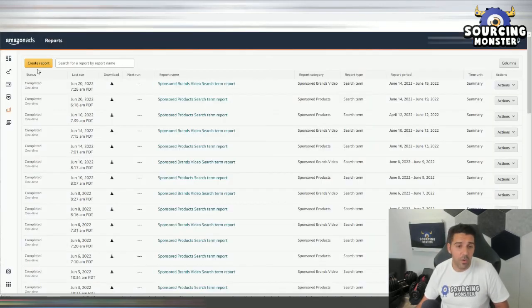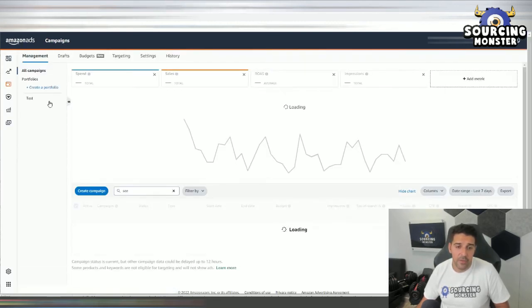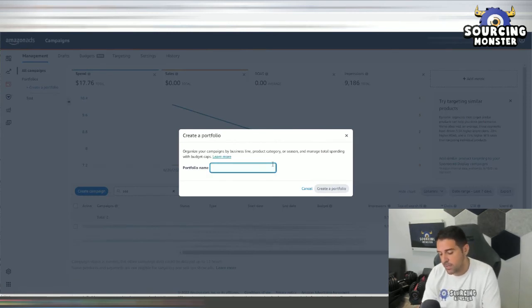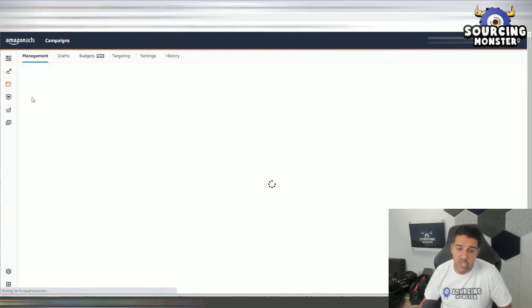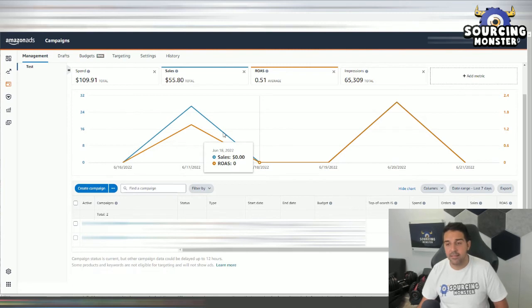Portfolio. Portfolio is a way to organize your campaigns. So for example, you can create a portfolio, call it a name, group a set of products. Let's say you sell hairbrushes, but you also sell other stuff. You're going to create a portfolio and choose the campaigns that are related to hairbrush, and then you can quickly go and find the campaigns for that product.